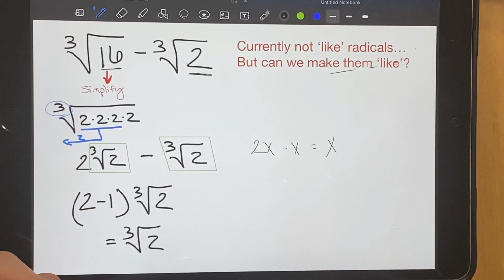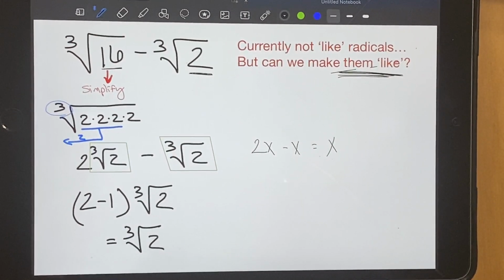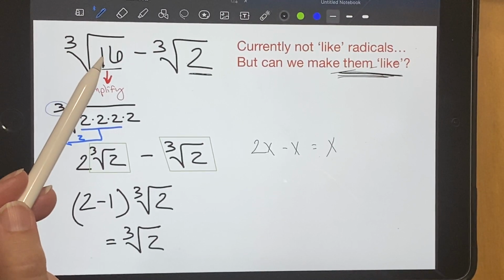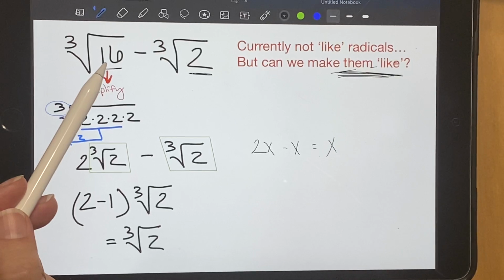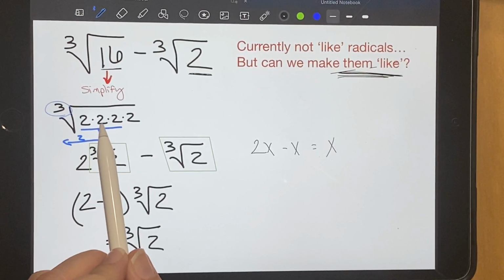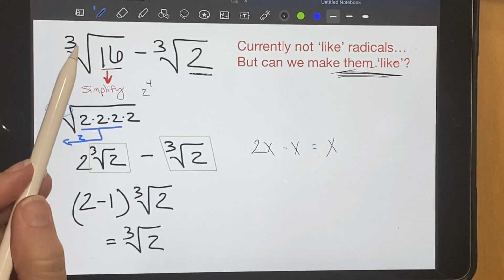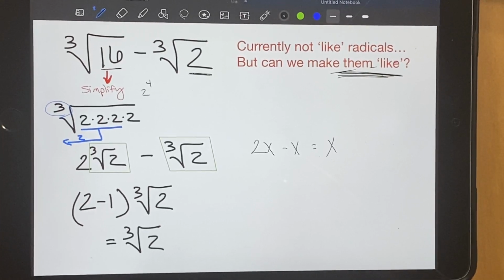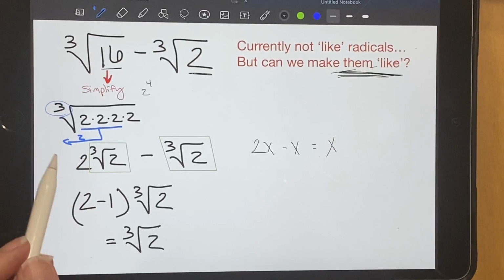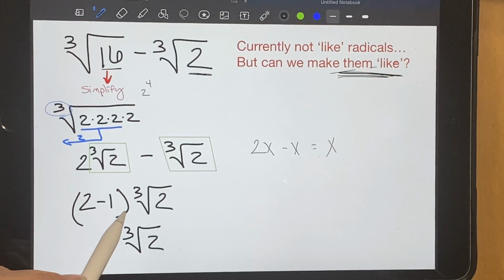However, there is always the option we want to ask ourselves, can we make them like? Can I make the same base? Because when I'm looking at the cube root of 16, it's not fully simplified because 16 is 2 times 2 times 2 times 2. It's 2 to the 4th. That means I have enough to have part of it escape. So if I were to simplify the cube root of 16, I would then have 2 cube root of 2.